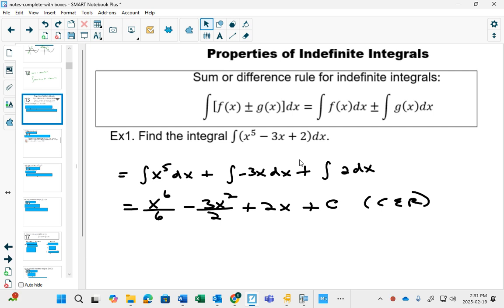Add 1 to the exponent and divide. Add 1 to the exponent and divide. A constant would just be a 2x. Does that make sense? And then we always have to write that plus c. So if you're adding and subtracting, you just do them separately. Same as derivatives, but it's an important property because it doesn't work for multiplying, it doesn't work for dividing.